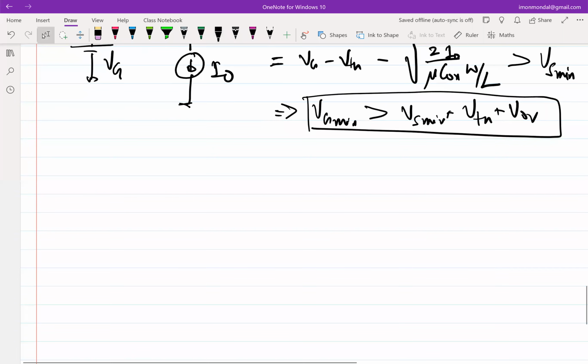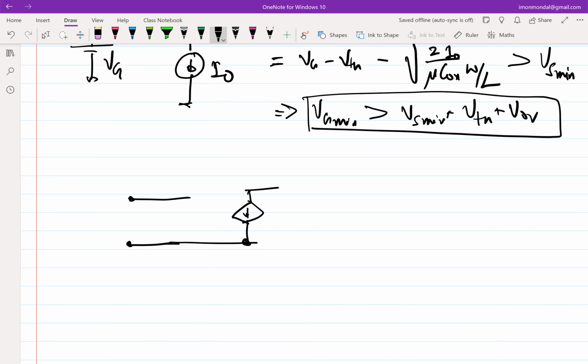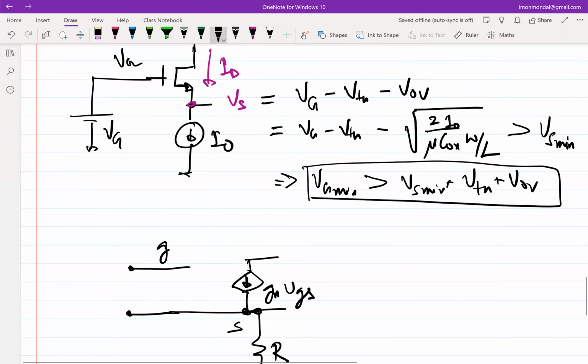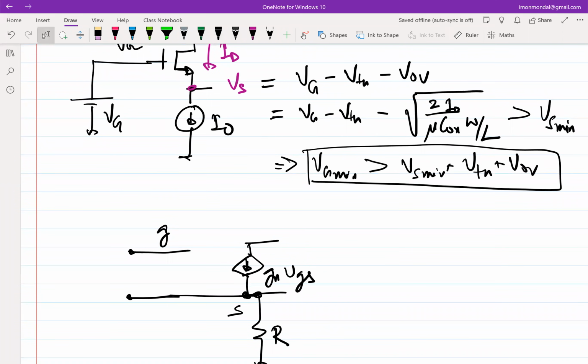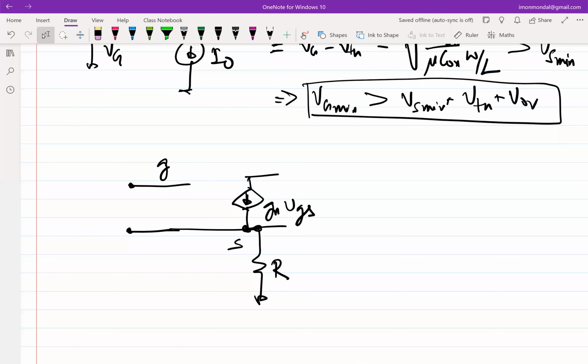One way to treat that is to assume incrementally that this MOSFET is this. And let's assume that there is an R here. I neglected the R there, but let's assume there is an R. This can be the internal resistance of the current source or some explicit R that is there. This is PG.